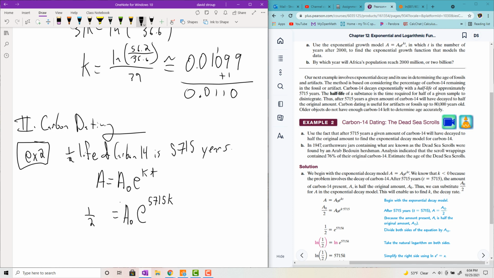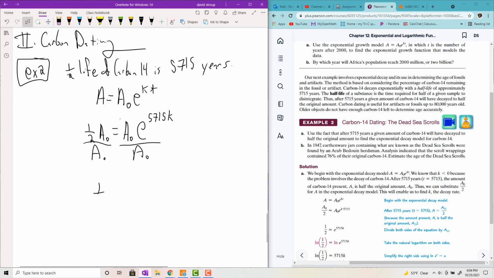So what is the original amount? 1/2 of a sub 0. A sub 0 is the original amount, right? So from here, you can solve for k, because the original amount is greater than 0, so you can divide both sides by that constant a sub 0. So you get 1/2 equals e to the 5,715k, and here you only have one variable, so you can solve for it. Take the ln on both sides, flip the sides, you get 5,715k equals the ln of 1/2, and then divide by 5,715, so you get k equals the ln of 1/2 over 5,715, right?